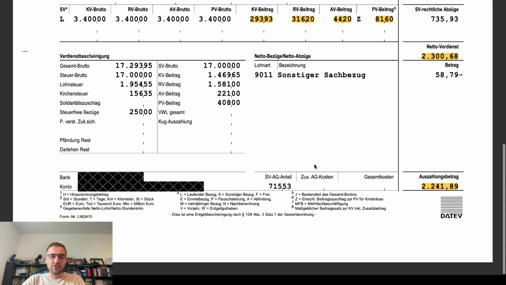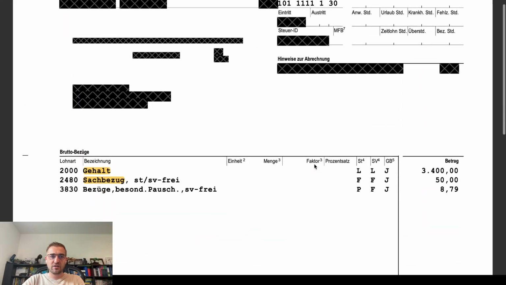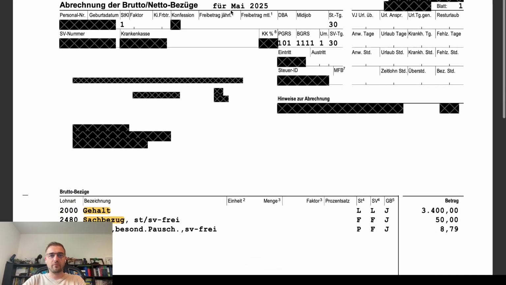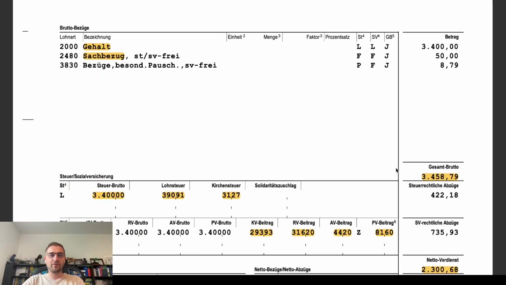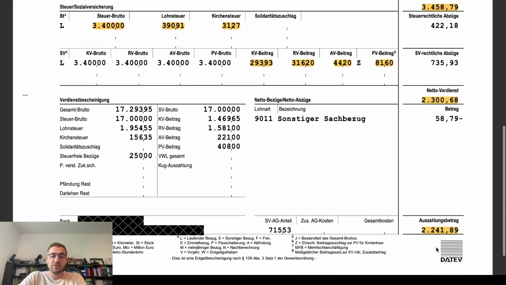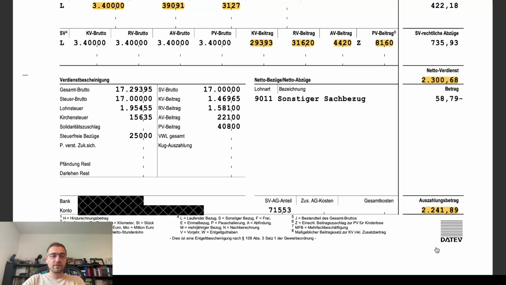You see, it's just a lot of information up there, like for May 2025, for example. These are numbers you don't have to know about. These are special signs for employers or tax consultancies. And this is all you have to know about the German payslip. And this is how your brutto, called gross salary, gets deducted by about a third down to your net salary.